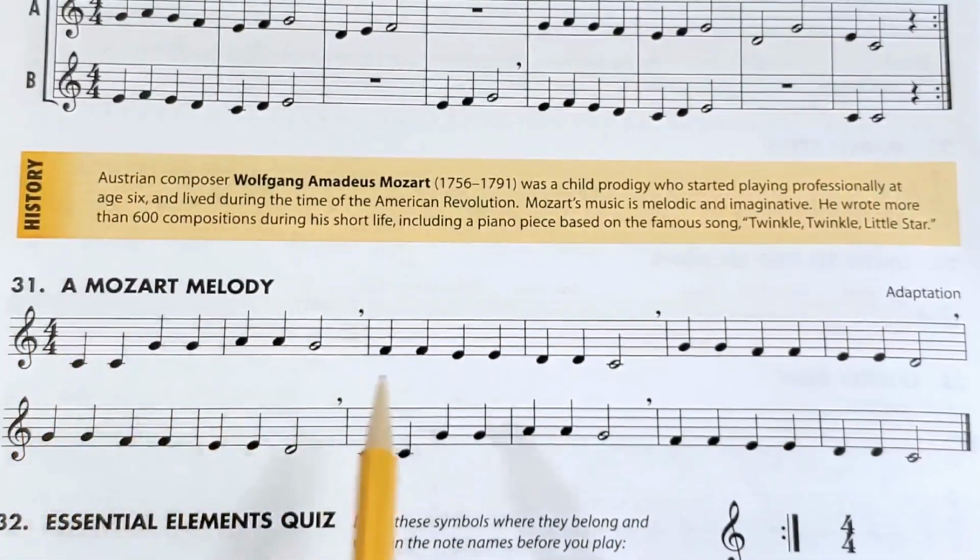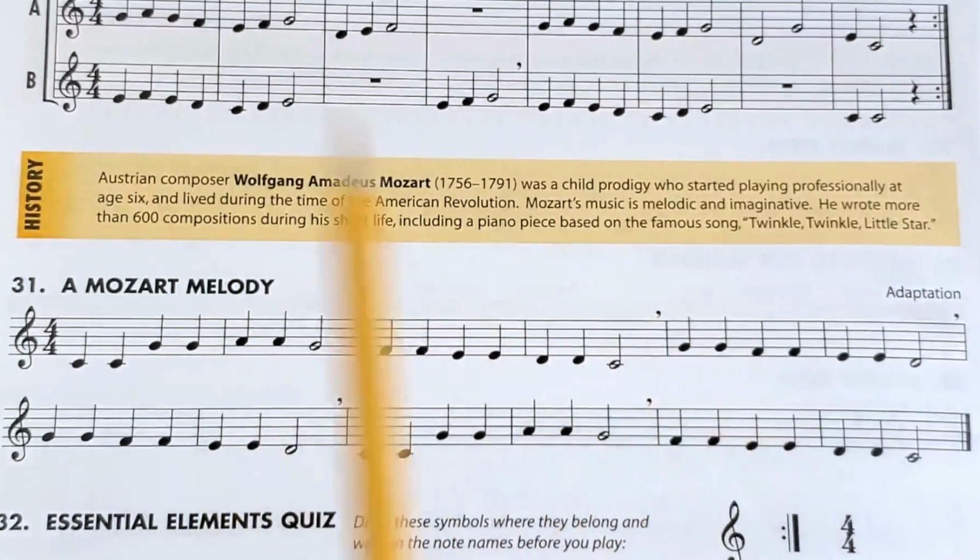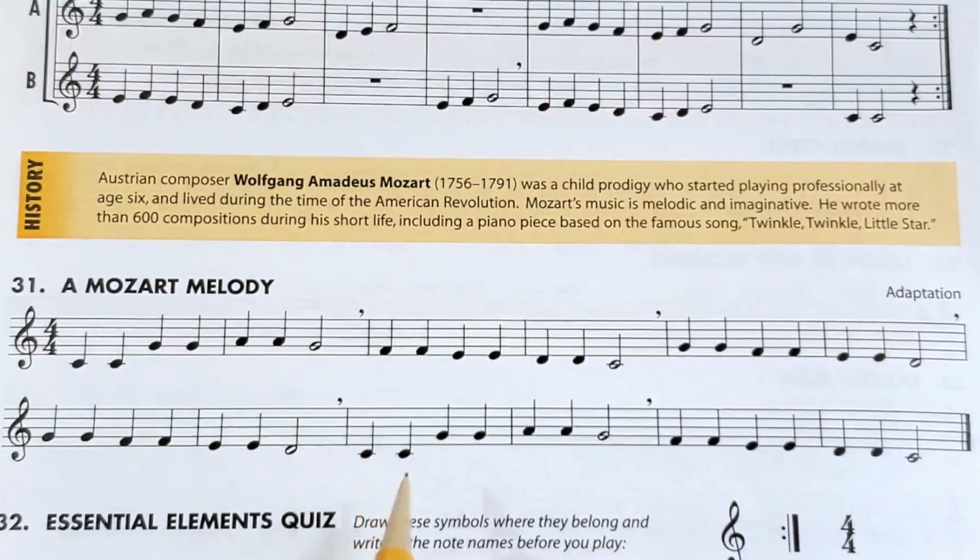The first 4 measures is the A section, so it sounds like this. The B section is in measure 5 through 8, and it contrasts the first section of music. So this is what the B section of Twinkle, Twinkle, Little Star sounds like. And then the A section comes back again at the end. It's exactly like it is at the beginning.